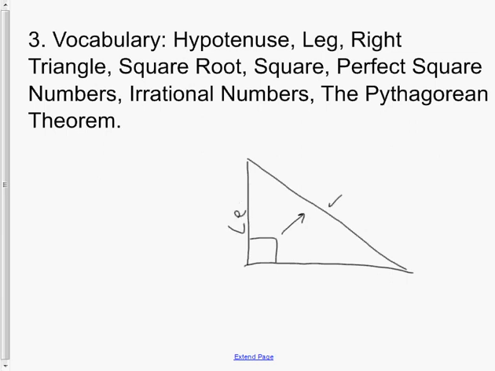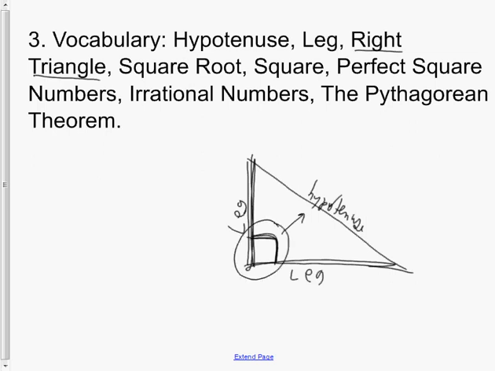The two sides that make up this 90-degree angle, this side here and this side here, are called legs, and this is called the hypotenuse. Okay? Now in a right triangle, the hypotenuse is always the longest side. The right triangle is simply a triangle that has a 90-degree angle in it. So you can have a right triangle that looks like this. You can have a right triangle that looks like this. All kinds of right triangles.